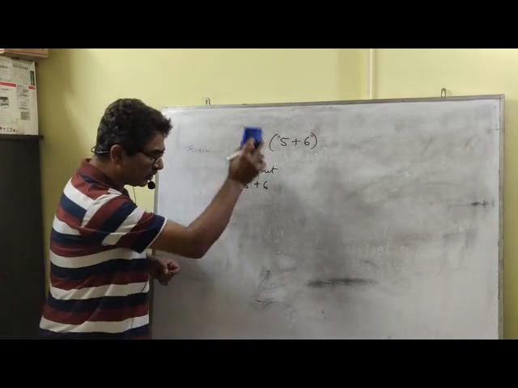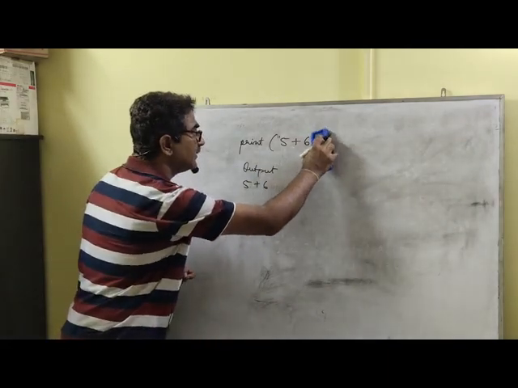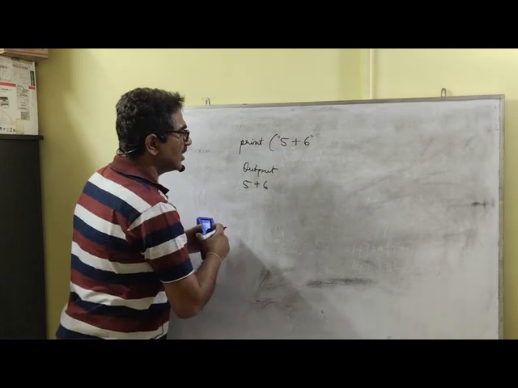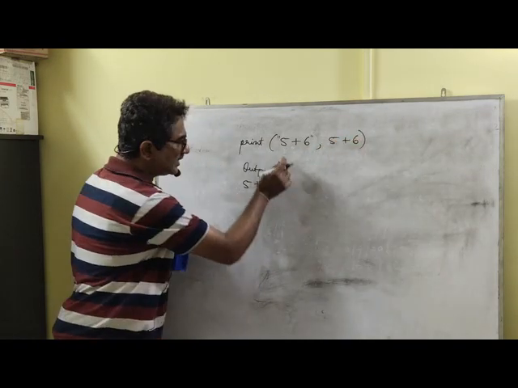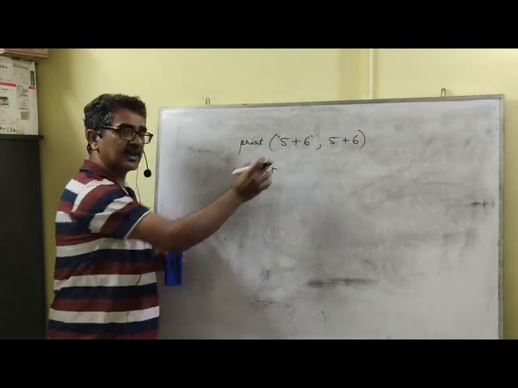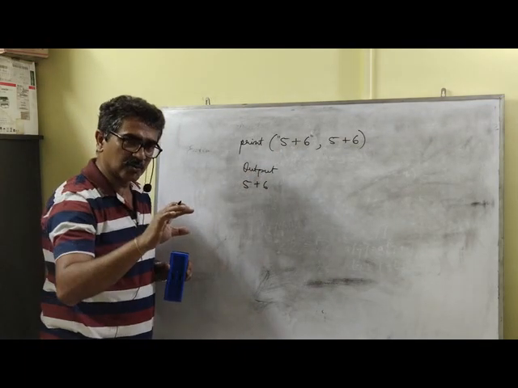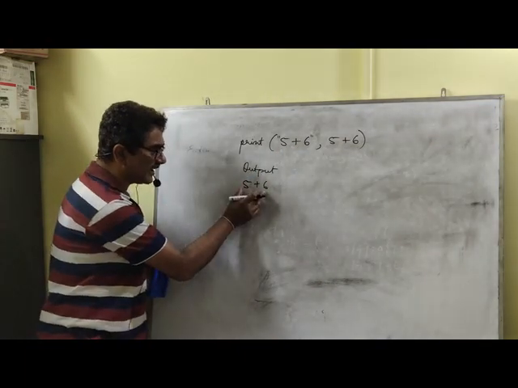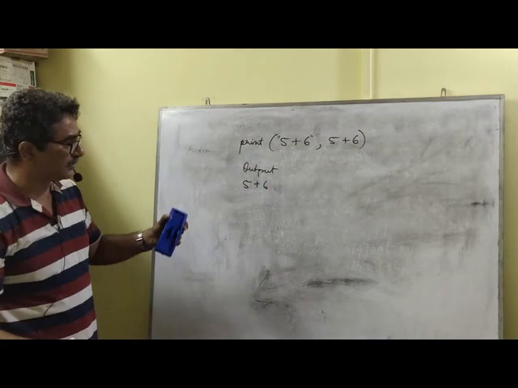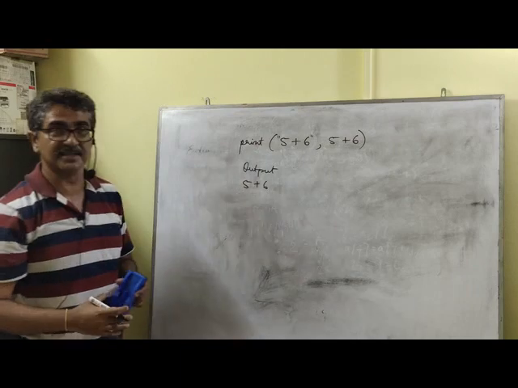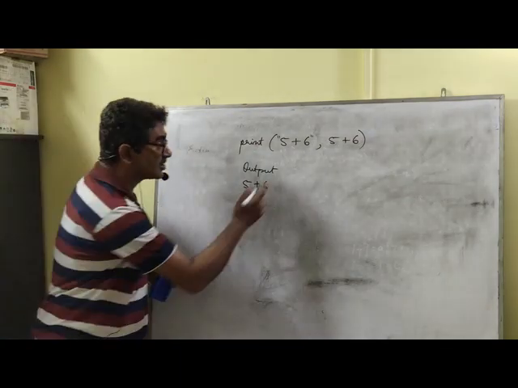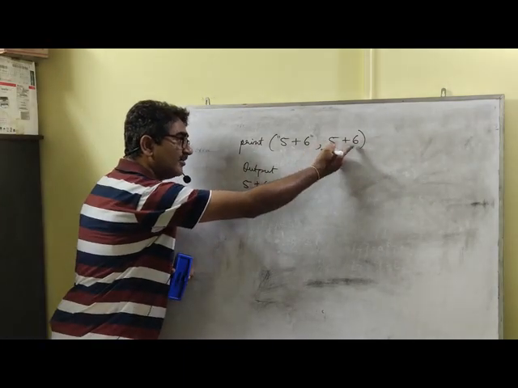Now I'm going to modify this further. I'm going to write over here "5 plus 6". This 5 plus 6 is within quotes, and we know that within quotes whatever you write will be displayed as it is. So it's going to display 5 plus 6 followed by a comma separator, and then you have 5 plus 6, that is 11. So it's going to add 5 and 6.